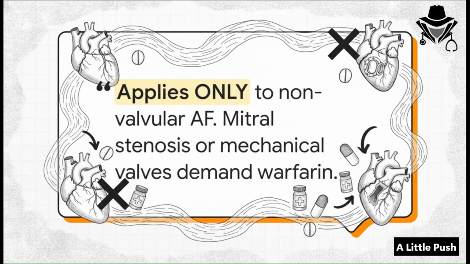And this brings us to the most critical exception to the entire system. I need to be totally clear on this. This scoring system applies exclusively to non-valvular atrial fibrillation. If your patient has AFib due to mitral stenosis, or if they have a mechanical heart valve, do not even calculate this score. They are at such high risk that they must be treated with warfarin, completely regardless of what their CHA₂DS₂-VASc score would be. That is an absolute rule.